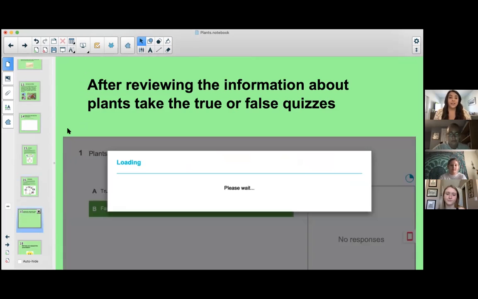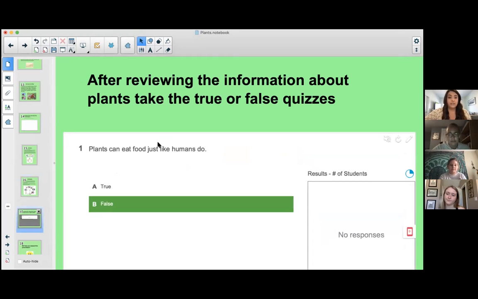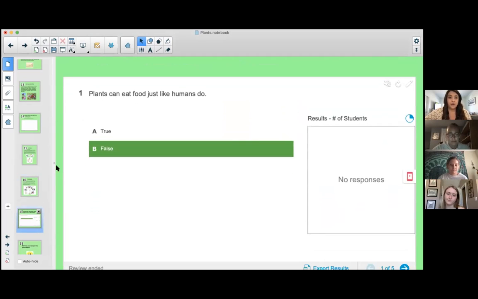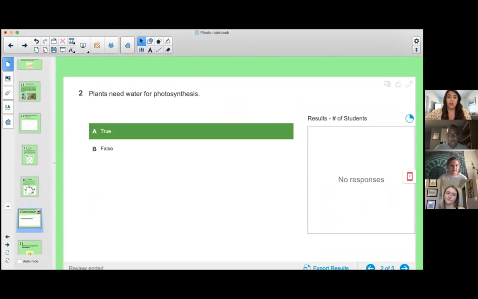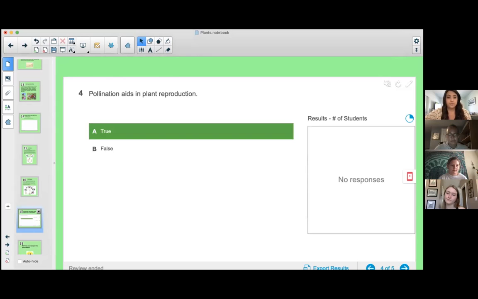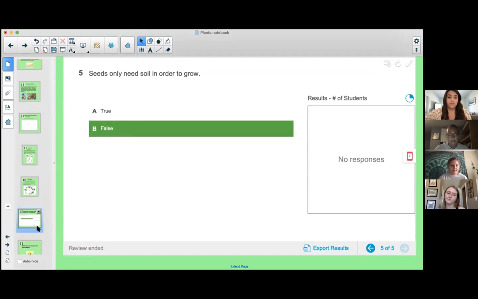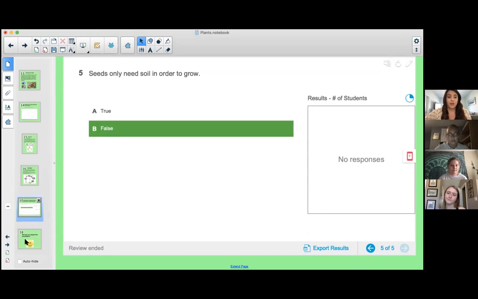All right, so after hearing all of the information about plants and what they need to survive, we want you guys just to go through these 5 questions, and they are true or false. So true or false, plants can eat food just like humans do. Number 2, plants need water for photosynthesis. True or false? Number 3, plants are able to breathe through their lungs. True or false? Number 4, pollination aids in plant reproduction. True or false? Last one, seeds only need soil in order to grow. True or false? So just take that time to think about what plants need in order to grow.